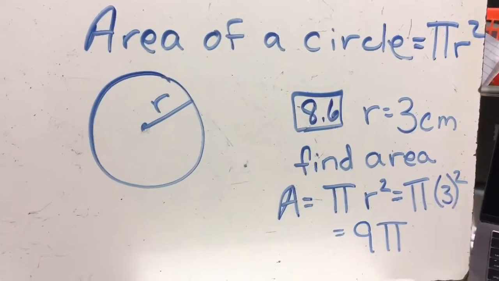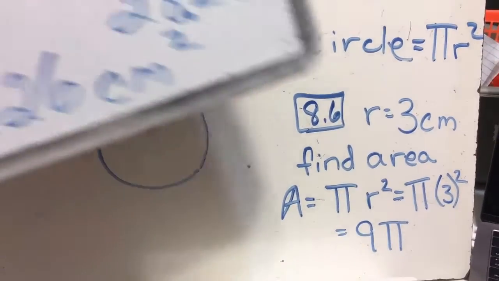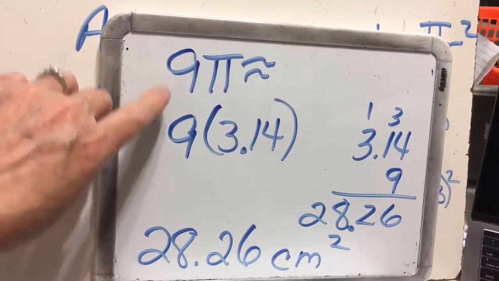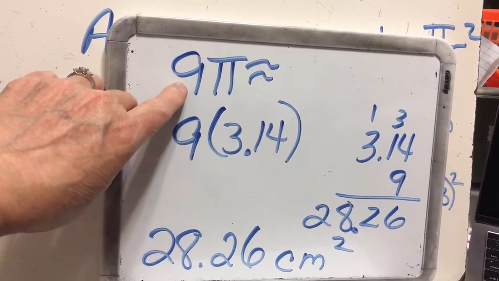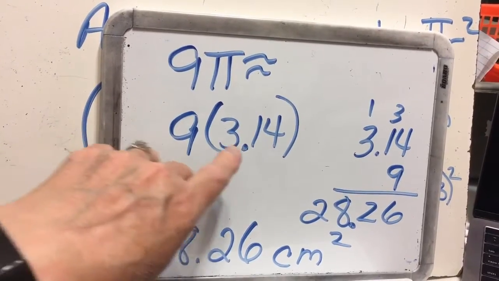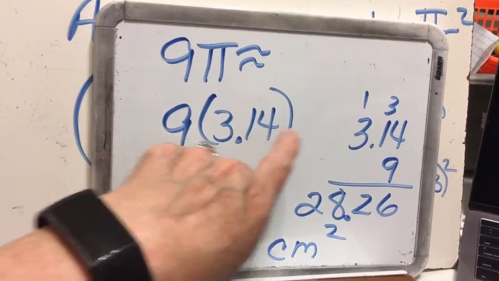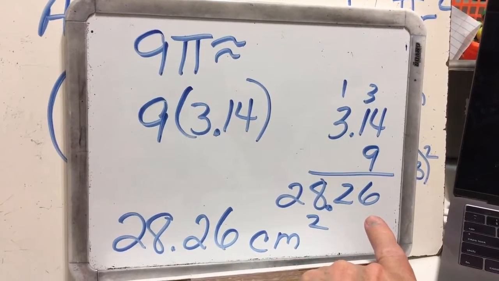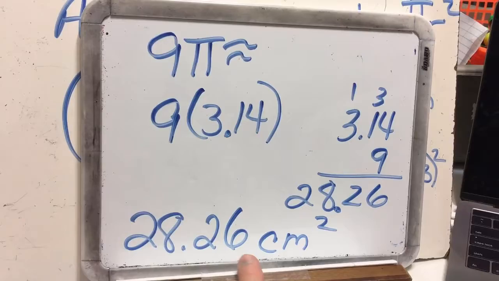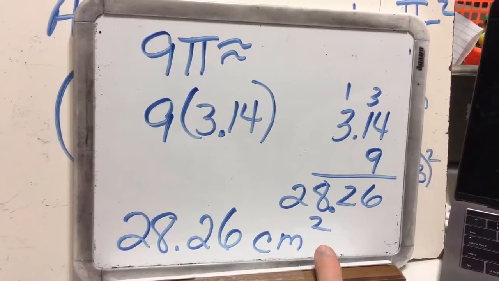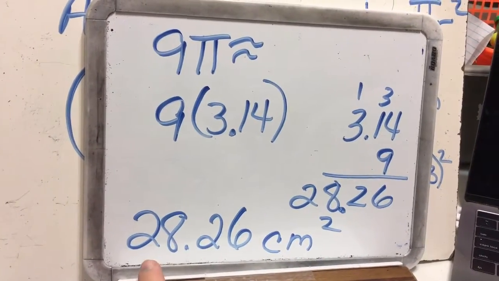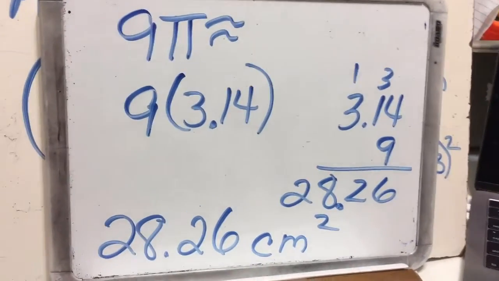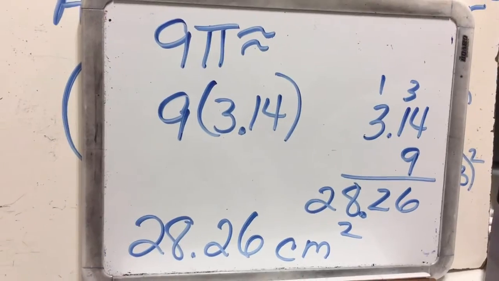However, very often, just like when we were dealing with circumference, we will use an approximate. So instead of 9 pi, we would use 9 times 3.14. 3.14 times 9 is 28.26. So 28.26 centimeters squared. So 28 and 26 hundredths centimeters squared would be the approximate answer.